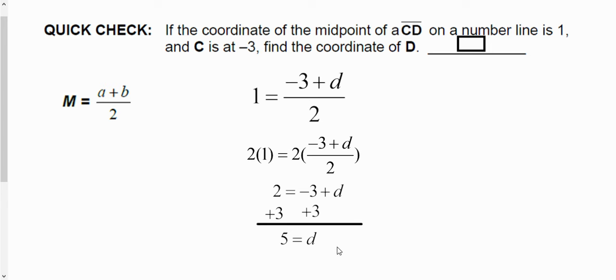Sometimes I go ahead and check and add up these two endpoints. -3 plus 5 is 2, divided by 2 is 1. Yeah, I got my midpoint.